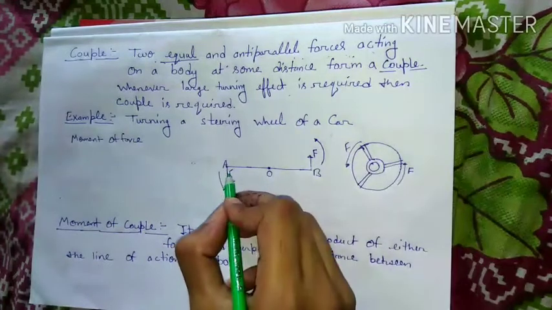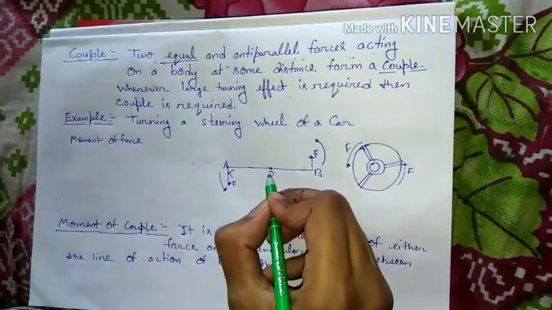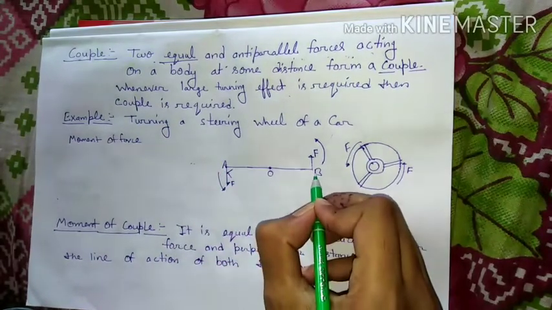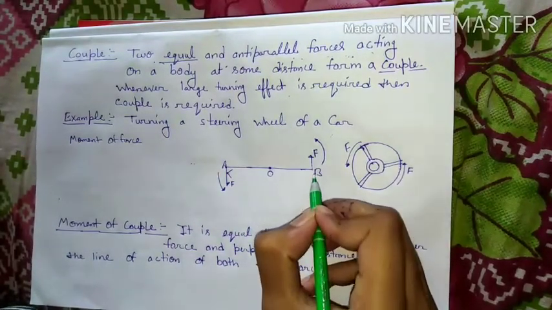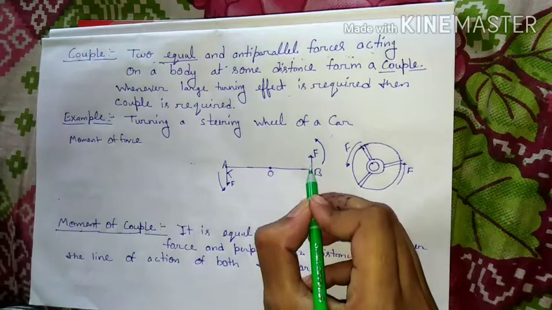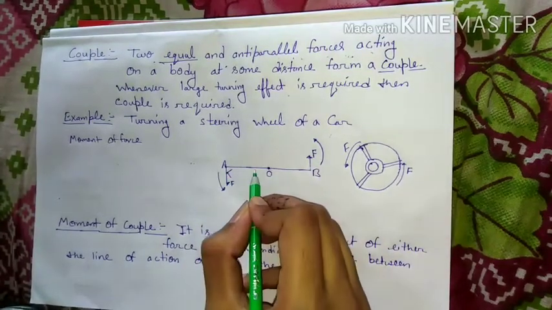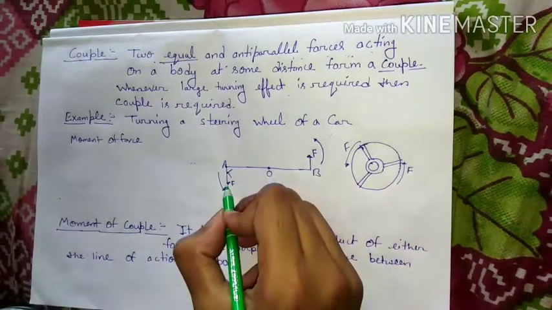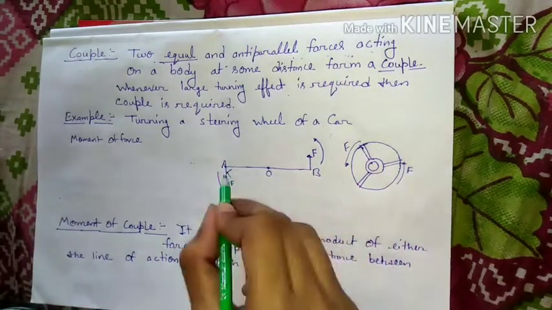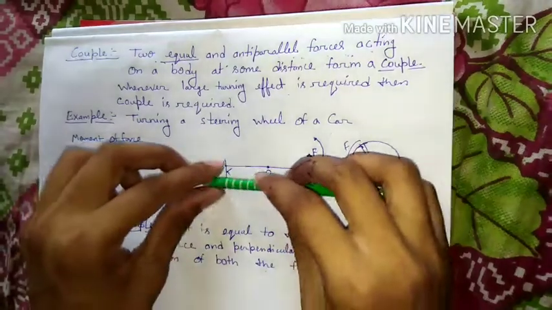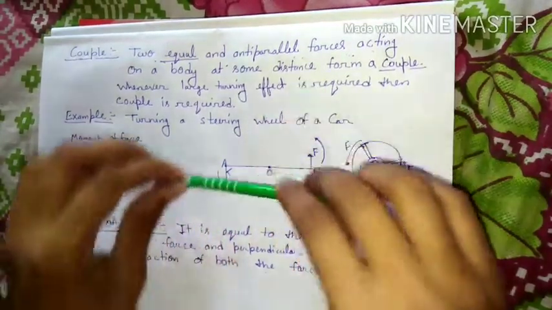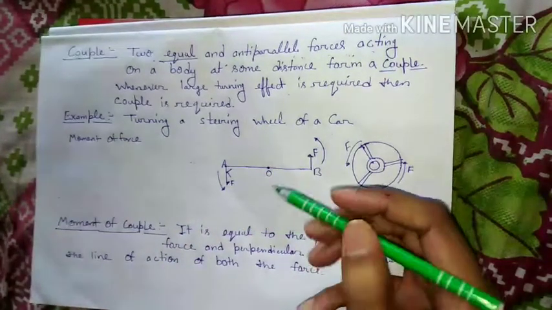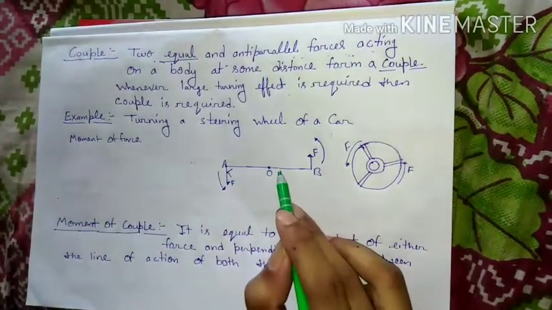For example, we can consider a rod which is pivoted at a center O, and one end is A and the other end is B. You are applying an equal magnitude force in the opposite direction, but anti-parallel. Anti-parallel means one at B and the other at A. Then this rod will rotate and these equal forces create a couple. This rotation is due to a couple.